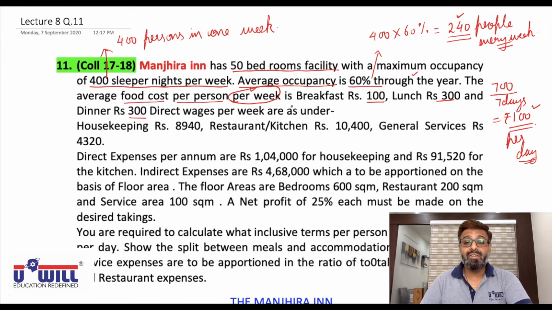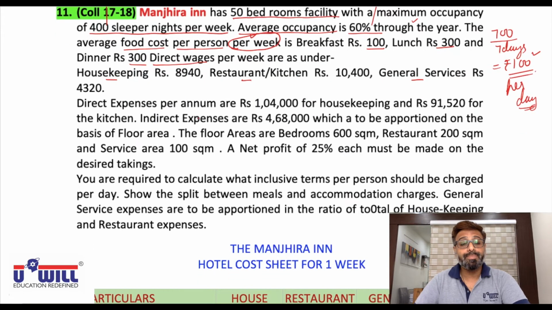Direct wages per week are as under. Housekeeping 8,940, restaurant or kitchen 10,400, general service 4,320. So direct wages are given to you, and there are 3 departments, same as the last question: housekeeping department, restaurant and general service.